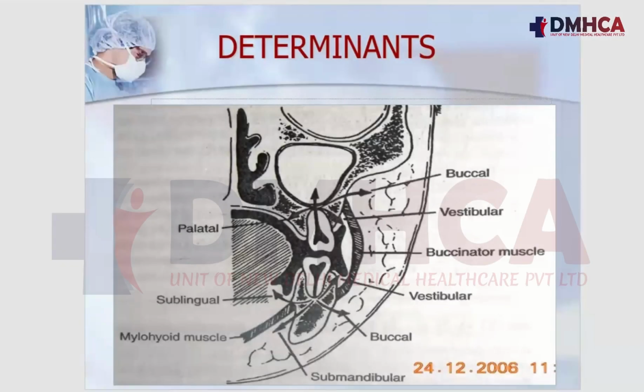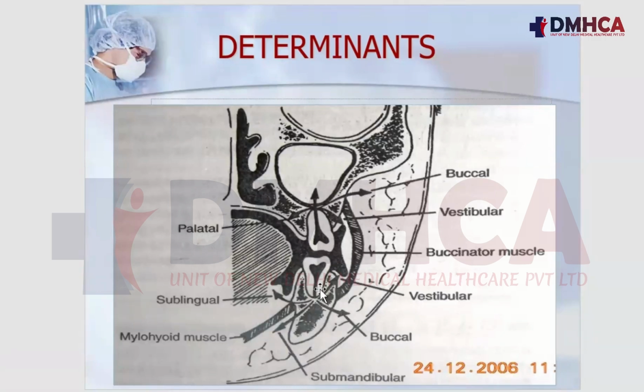These are the determinants, in which spaces the pus accumulation or the infection will spread. For example, if it's an upper tooth, it can go into the maxillary sinus, it can go into the palatal region, it can go into the buccal, vestibular region or buccal space if the roots are lying above the buccinator muscle.